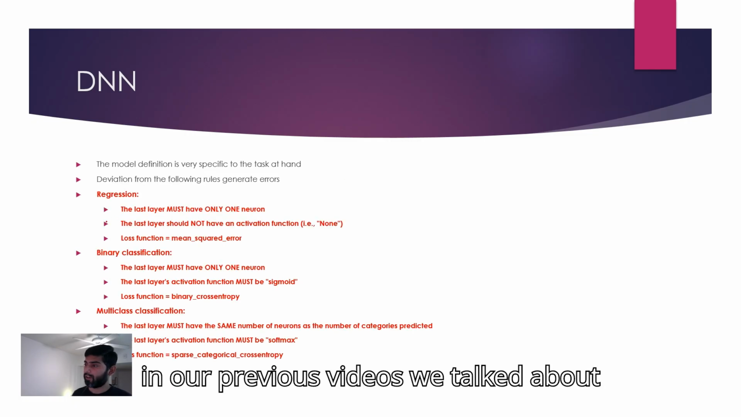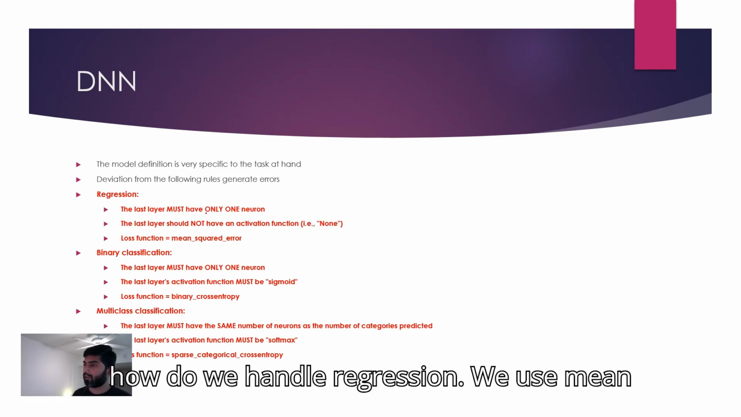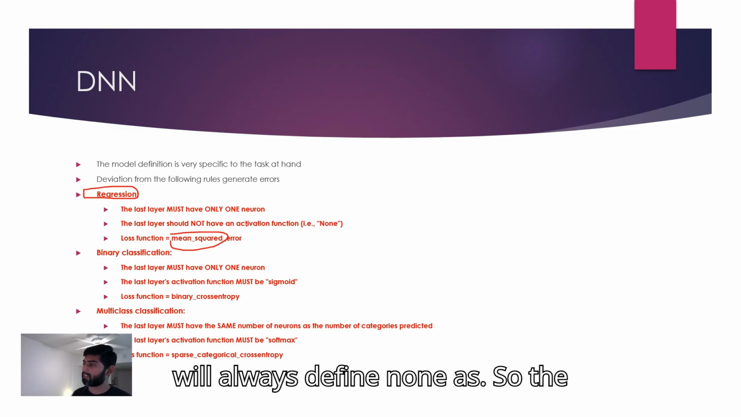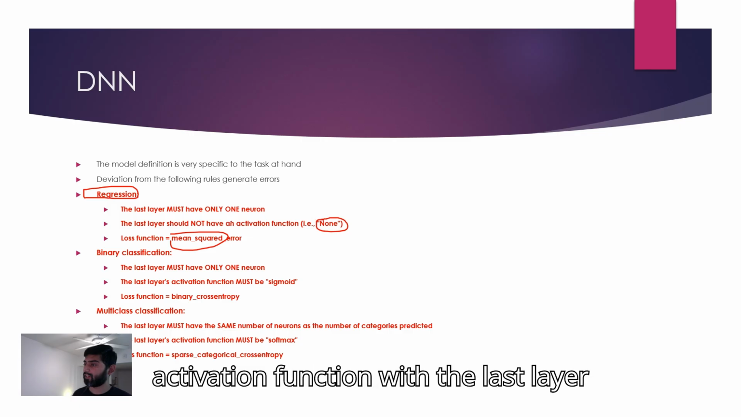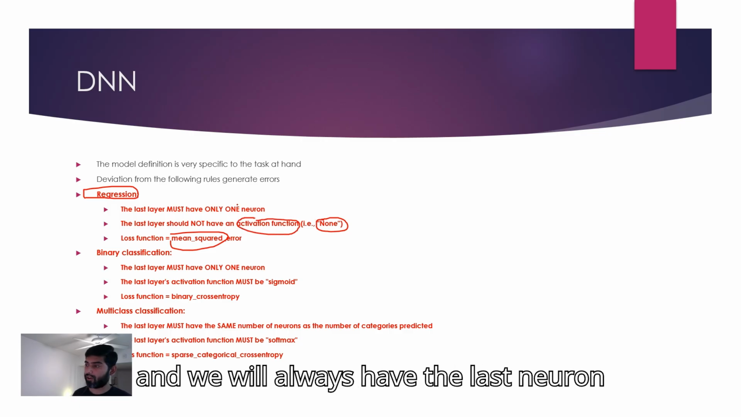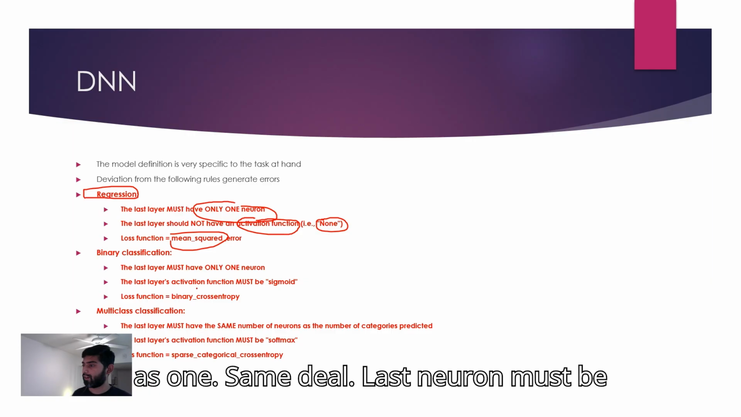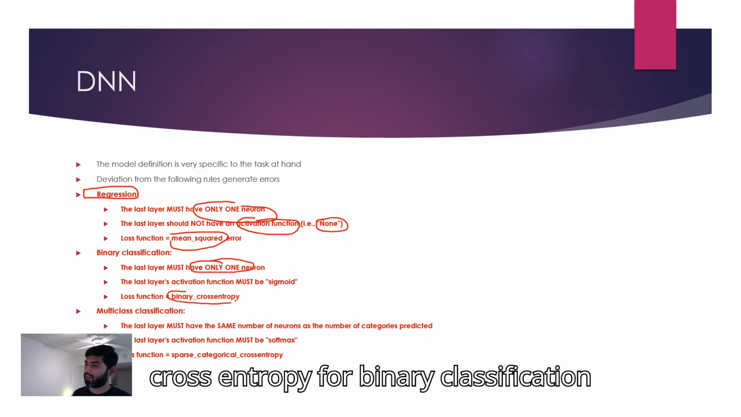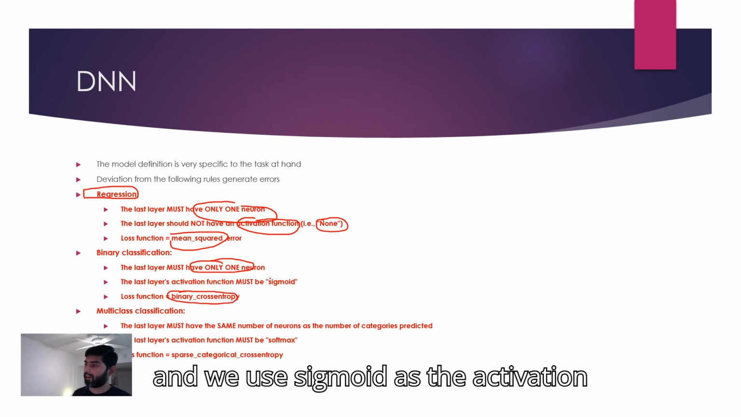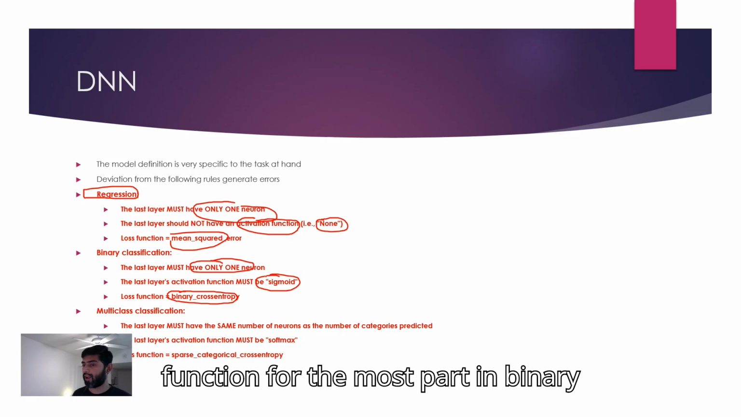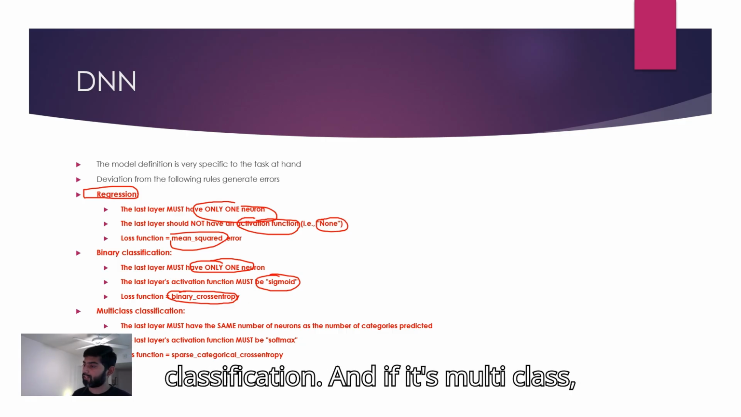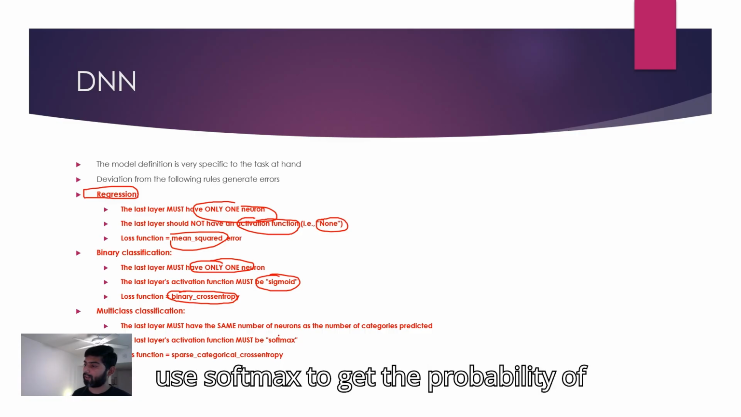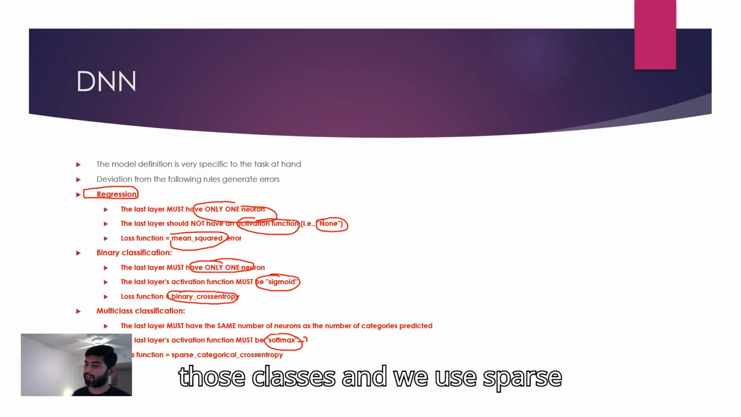Just to reiterate, in our previous videos, we talked about how we handle regression. We use mean square error as the loss function. We will always define none as the activation function in the last layer, and we will always have the last neuron as 1. Same deal, the last neuron must be only 1 for binary, and we use binary cross entropy for binary classification, and we use sigmoid as the activation function for the most part in binary classification. And if it's multi-class, we need to match the number of neurons to the number of classes, and we use softmax to get the probability of those classes, and we use sparse categorical cross entropy.